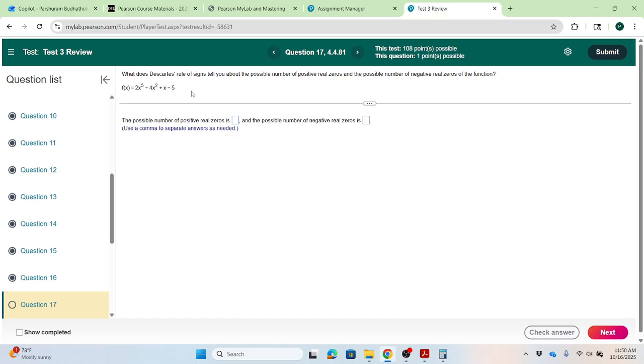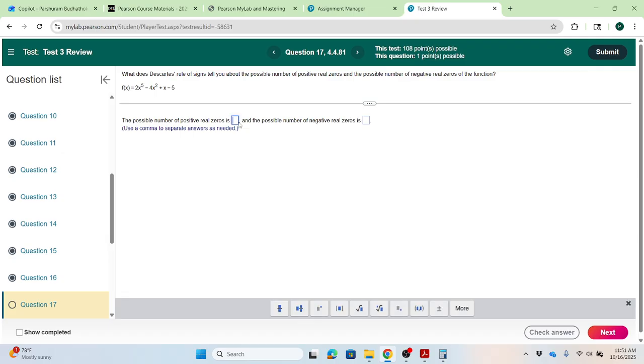For the possible number of positive real zeros from Descartes' rule, you have to count how many sign changes there are. Start from the positive leading coefficient to negative, which is one sign change. From negative to positive, the second one. From positive to negative, this is the third one. The possible number of positive zeros is 3.